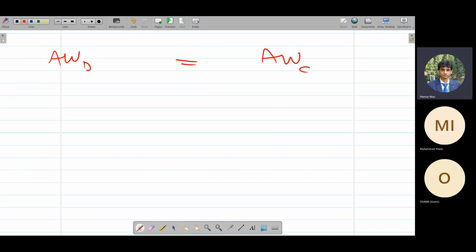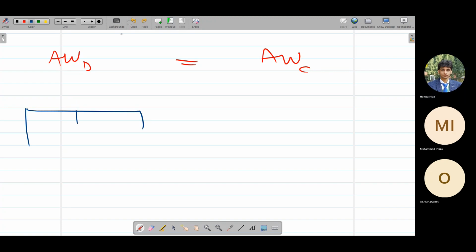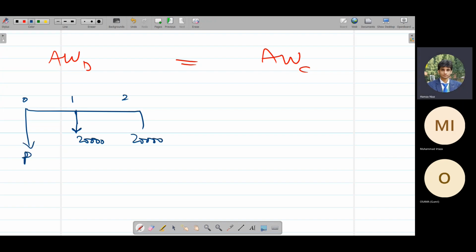So for the defender, if we draw the diagram, that is year 0, year 1, year 2. At year 0 there is something, P. We do not know this value; we are going to find it. The market value after year 2 is 10,000. So this is the diagram for the defender.